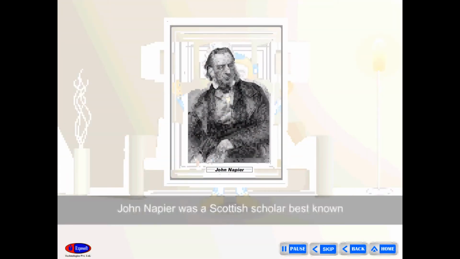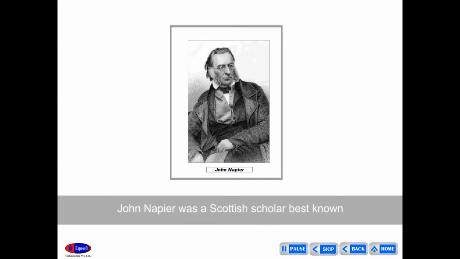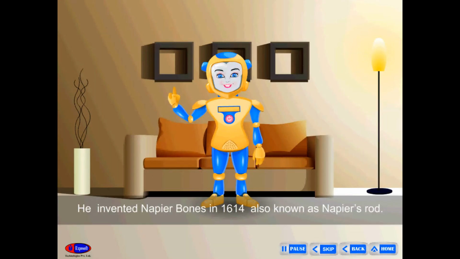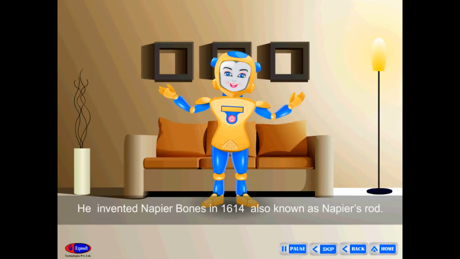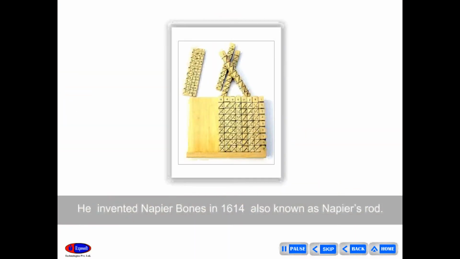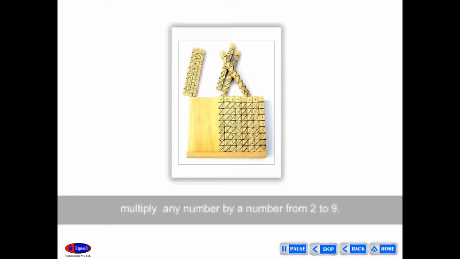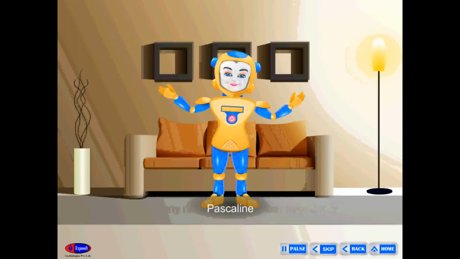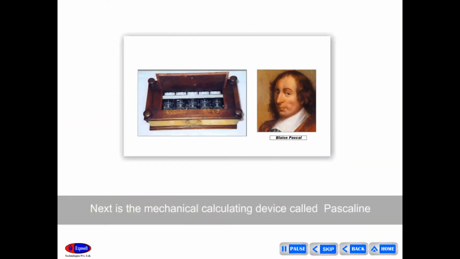Napier. John Napier was a Scottish scholar best known for his invention of the logarithm. He invented Napier's bones in 1614, also known as Napier's rods. It is a set of numbered rods which were used to multiply any number by a number from 2 to 9. Pascaline. Next is the mechanical calculating device called Pascaline, discovered by Blaise Pascal, a French mathematician, in 1642.